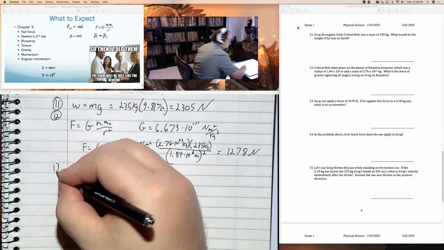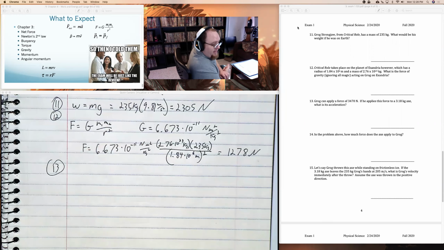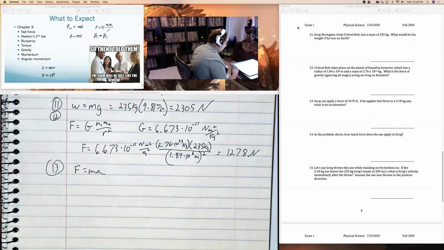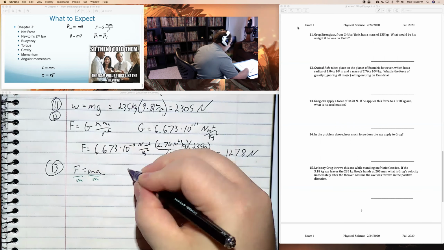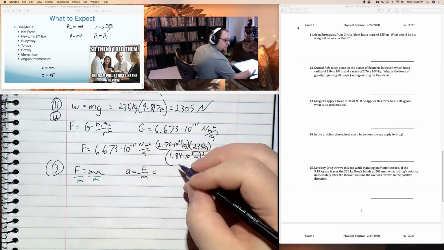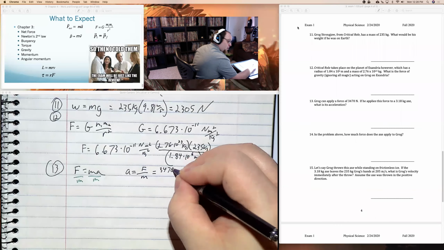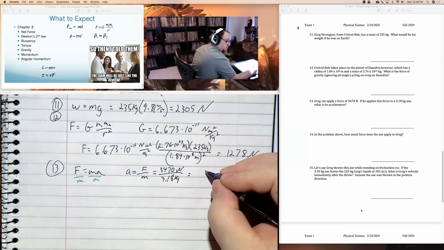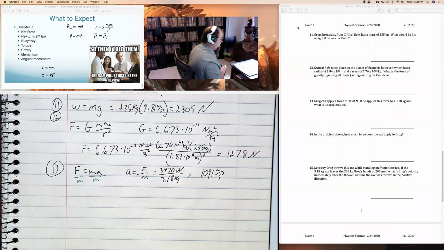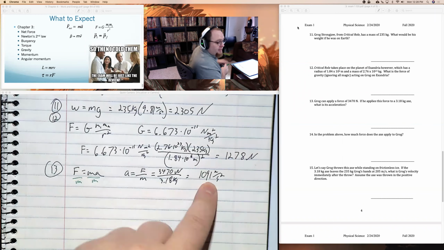Problem 13. Grog can apply a force of that. If he applies the force to an axe, what's the acceleration? F equals ma is going to show up. Expect it. It'll be there. In this one, I say, what is the acceleration? That means I need to solve for a. I would divide both sides by m and say acceleration is F over m. It is 3470 newtons over 3.18 kilograms. Once again, 3 points for the equations, 2 for the answer.